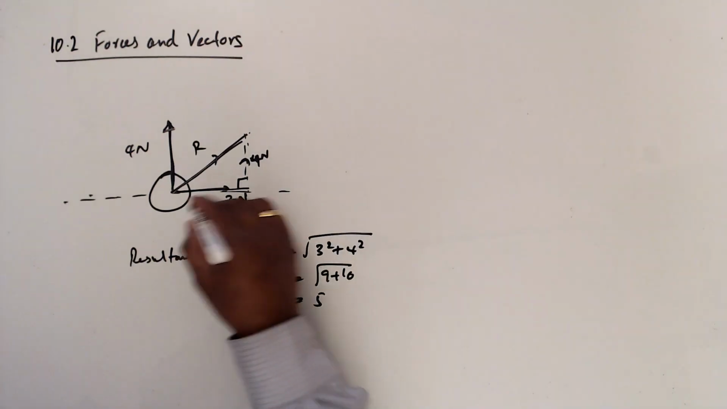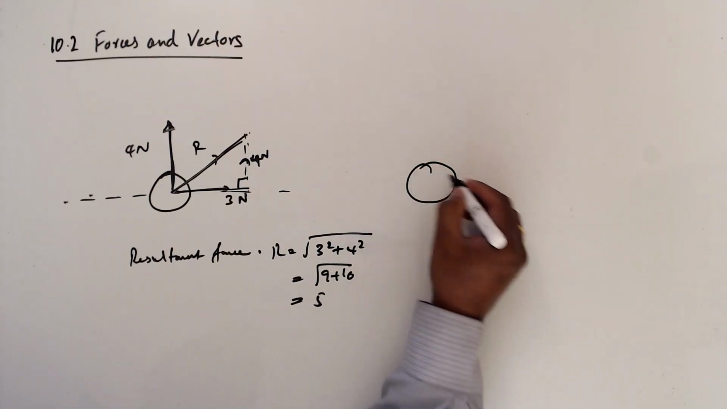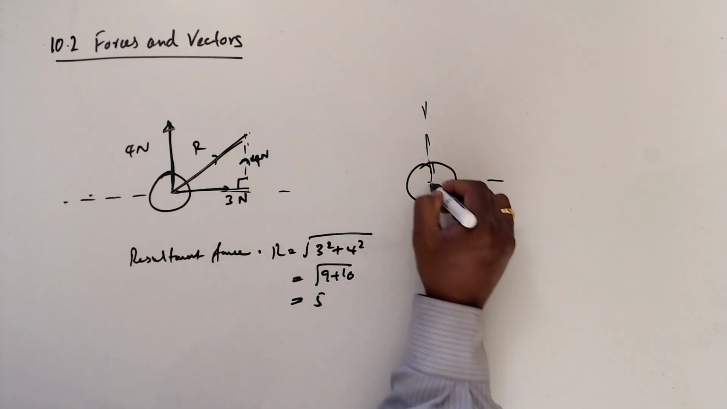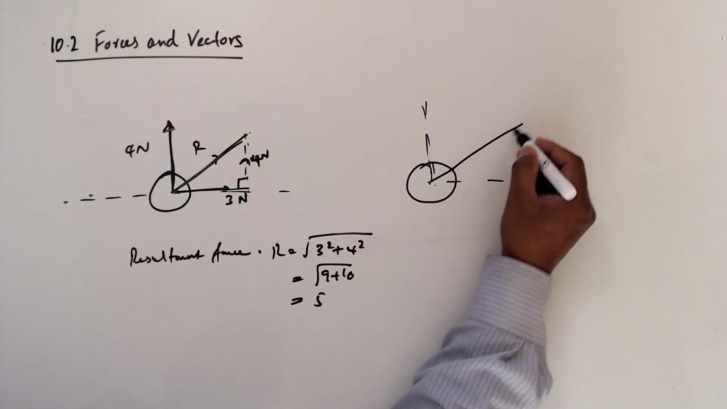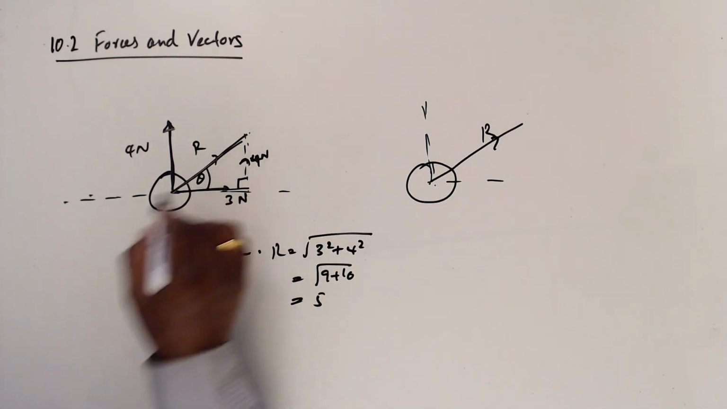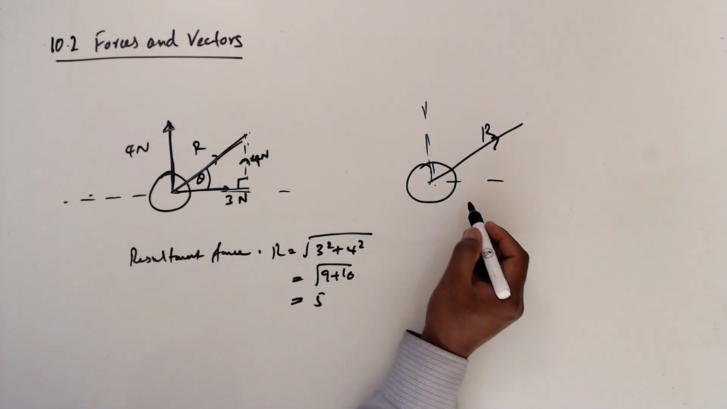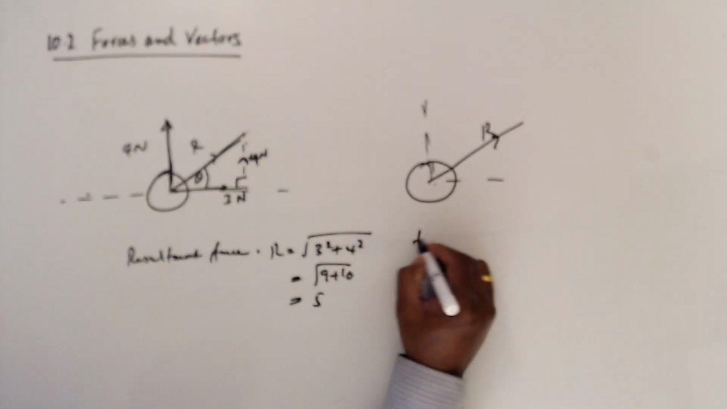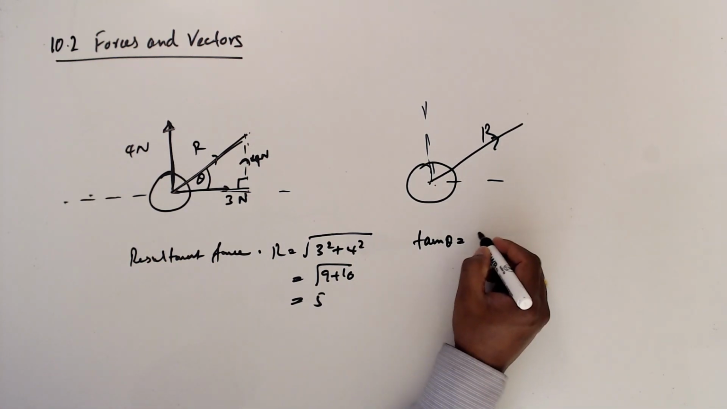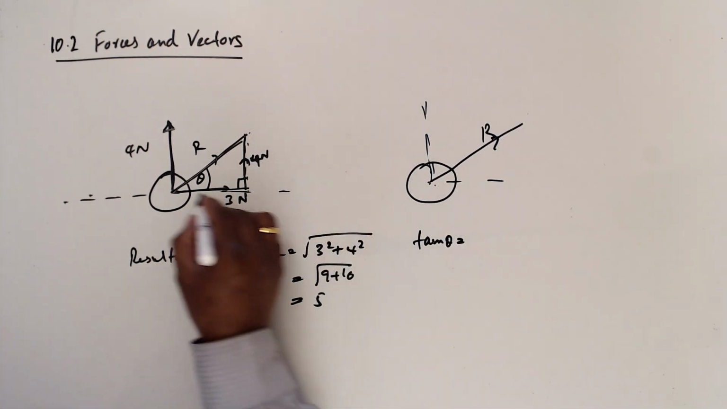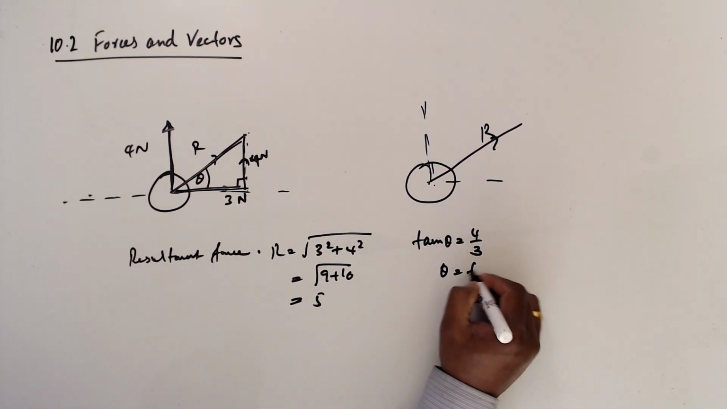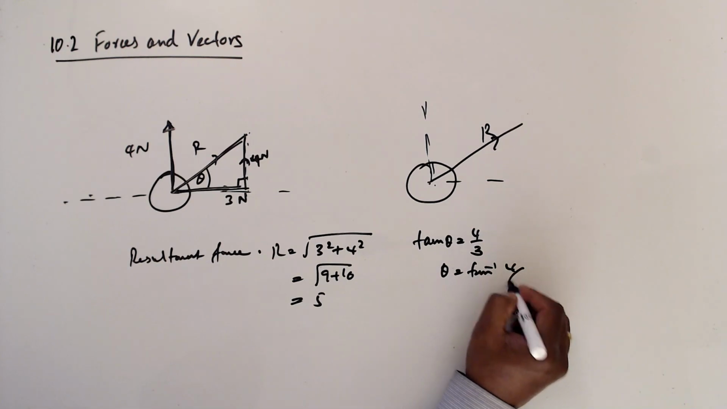So now this is the resultant force R. Assume this angle is theta with the x-axis. Now I want to find theta. Tan theta is, this length is 4, this is 3, so 4 divided by 3. Theta is tan inverse of 4 divided by 3.